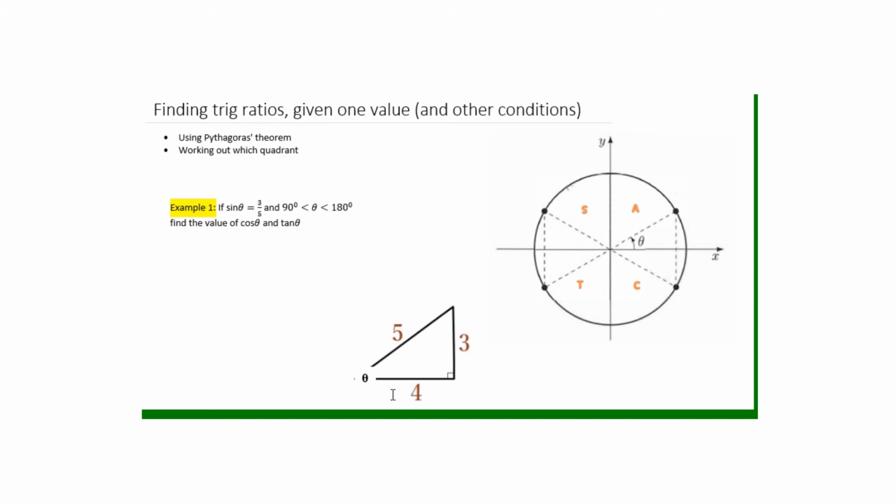Now let's find out which quadrant our angle theta is going to lie in. We have one condition over here, which is saying that the angle is in the second quadrant. In the second quadrant, only sine is positive. So the trigonometric ratios that we're finding, which are cos theta and tan theta, are both negative. Okay, so let's work out the answer for this one.